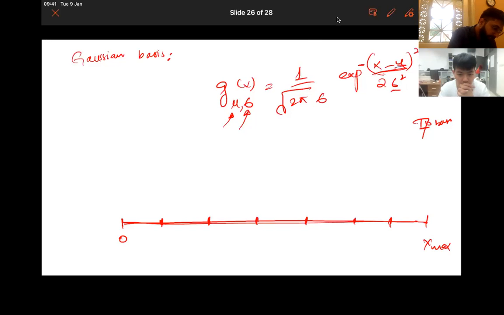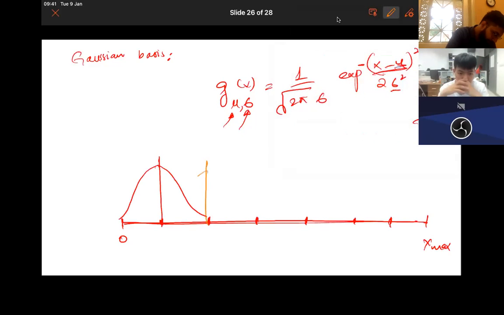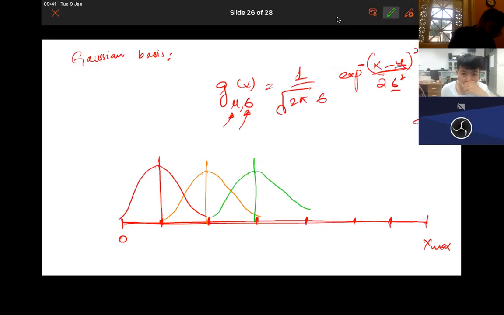So the first base would be a Gaussian at this point. This is base 1. The second base would be a Gaussian at this point. I shouldn't call it a Gaussian distribution, I should call it a Gaussian function maybe. And the third one would be a Gaussian function at this point. So these are my bases now, and so on. I can use these as my bases as well.